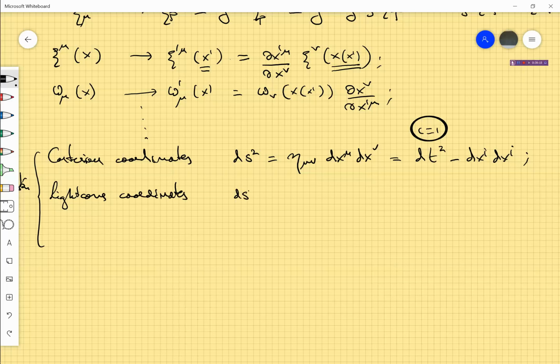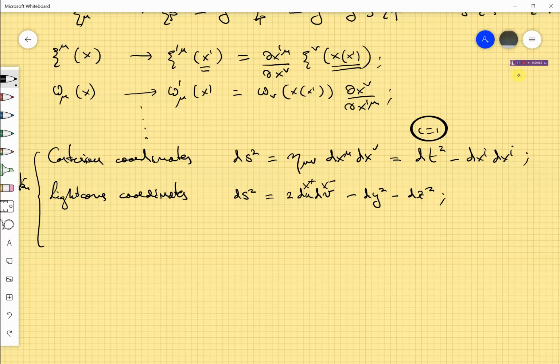And in these coordinates, the same metric, as we saw, takes the form 2 du dv minus dy squared, or x2 squared, minus dc squared. Okay, we have already combined the values of eta that we found with these differentials. This could be x plus and x minus, but this is the form of the Minkowski metric in light-cone coordinates, where I have combined t and x, or t and x1.